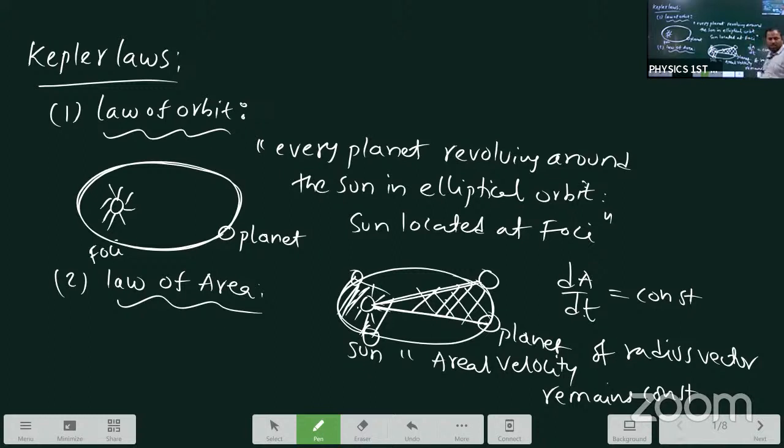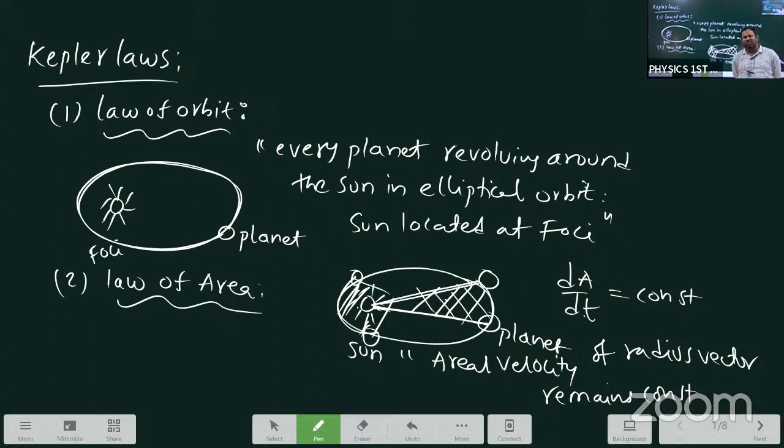Law of orbit, law of area, law of period. First one, law of orbit. Every planet revolves around the sun in an elliptical orbit. This point you are reading from chemistry: every electron revolves around the nucleus in an elliptical orbit, the Sommerfeld atomic model. You know the Rutherford planetary atomic model.